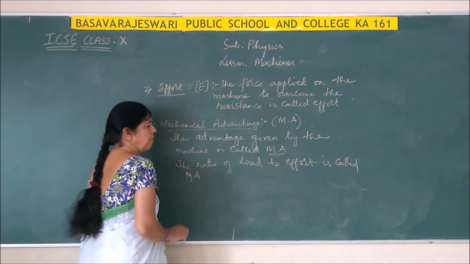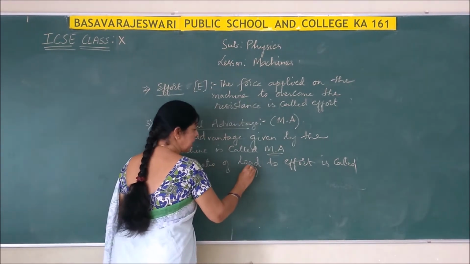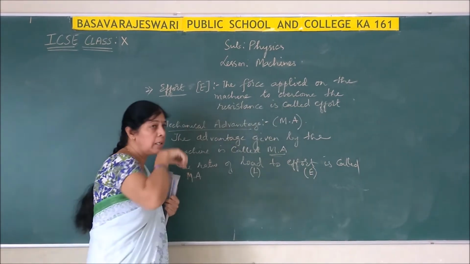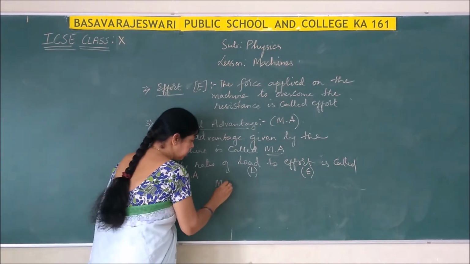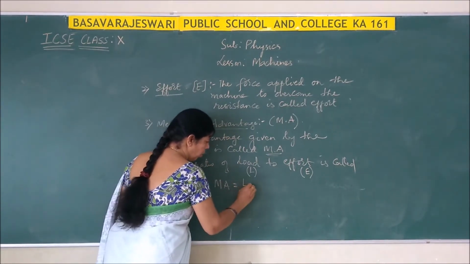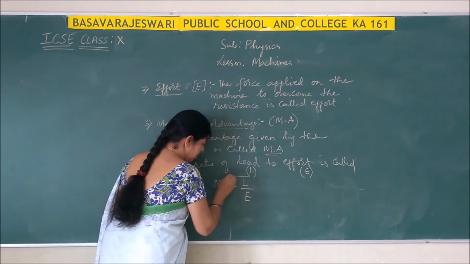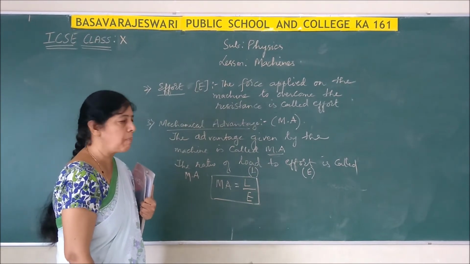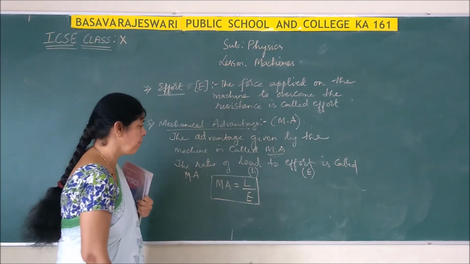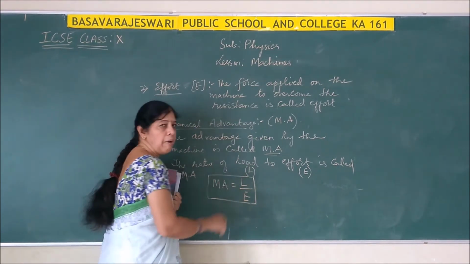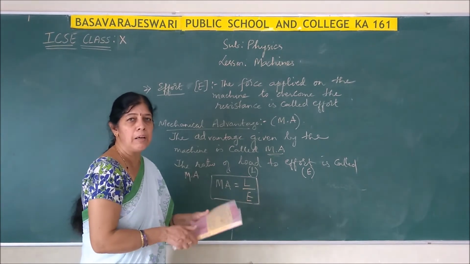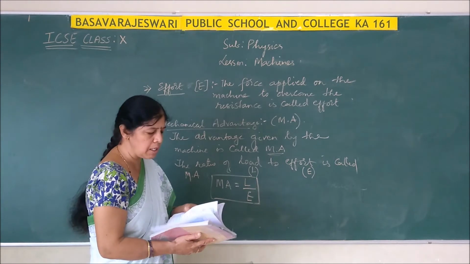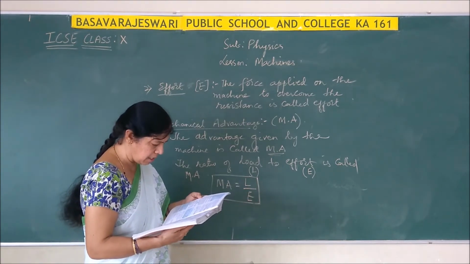Load is represented by the capital letter L. Effort is represented by capital letter E. Now, mechanical advantage will be equal to load by effort. This you also remember. Mechanical advantage is represented as load by effort. Ratio of load to effort is called mechanical advantage. So you can refer to your textbook also for these terms which are used in machines.